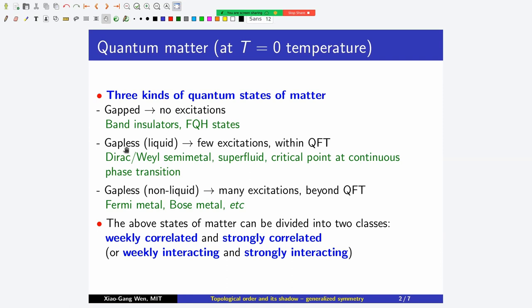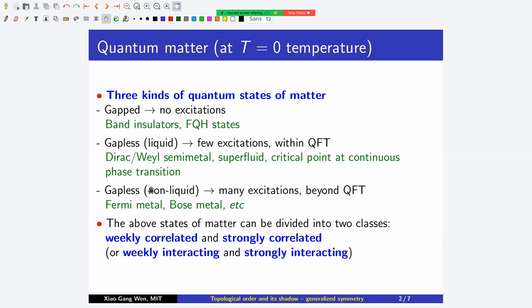There are also gapless ones with a few excitations, not too many. Examples of this are a Dirac semi-metal, a Weyl semi-metal, a superfluid, the critical point of a continuous phase transition. Those kinds of things we call gapless states. But those gapless states turn out to be so-called liquids, a concept which I will introduce in a moment. It's not an ordinary liquid, but a formal liquid.